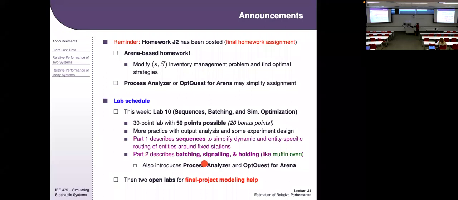Part 2 also introduces the Process Analyzer and OptQuest, which might be helpful to simplify some of the work on the homework. That is, if you're not comfortable with the Process Analyzer, it might be more work to use it than just manually doing the optimization. But if you feel comfortable with the Process Analyzer, you can definitely use that on the homework. And then after that, all the other lab times are for you to work on your final project.